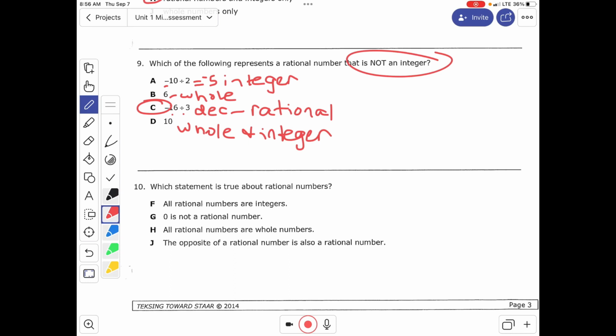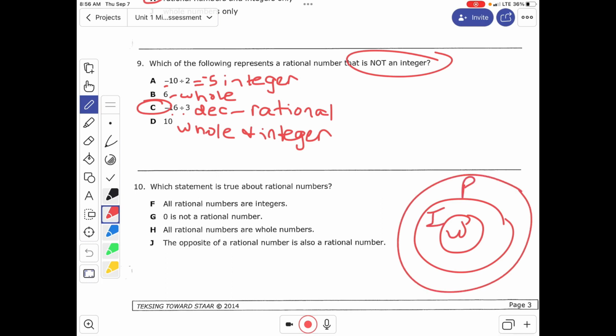Number 10, which statement is true about rational numbers? All rationals are integers. If you remember the circle, rational includes integers and whole numbers, but not all rationals are integers, like negative 5.6. That would be rational, but not an integer. 0 is not a rational. Well, 0 would go here, and that's inside rational.